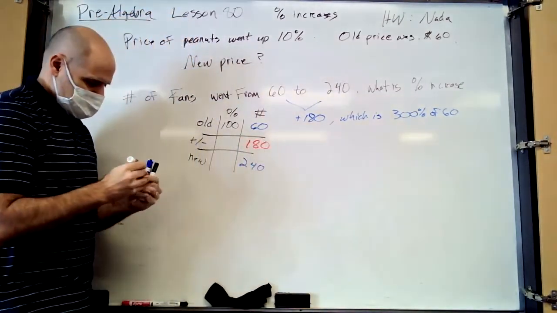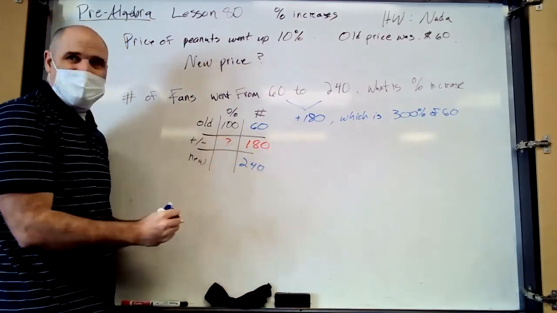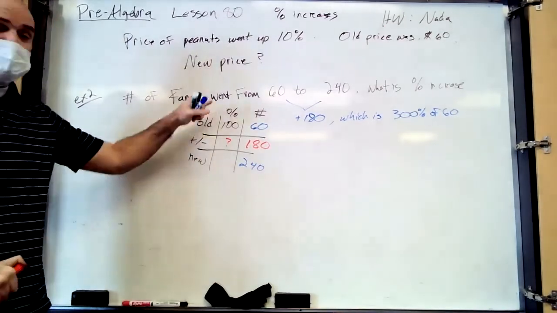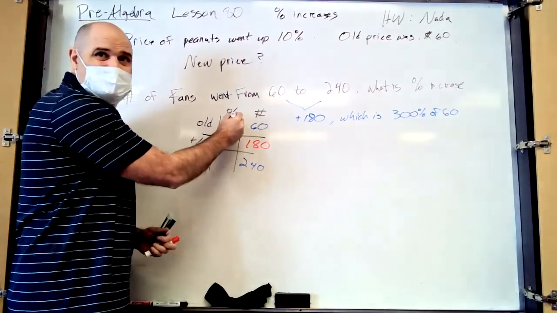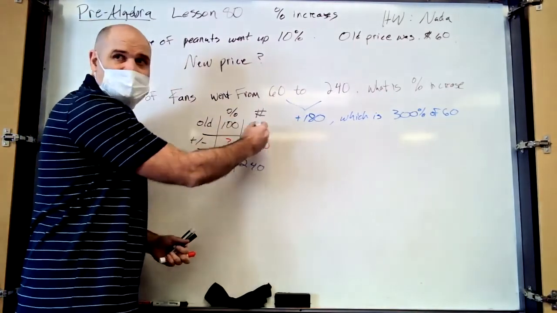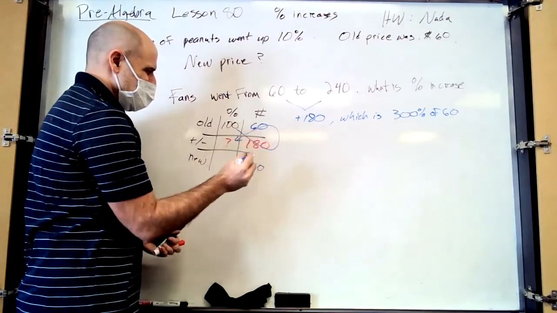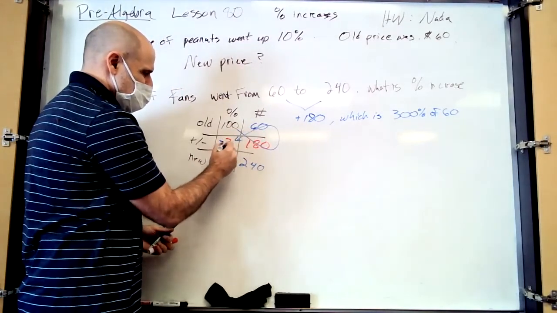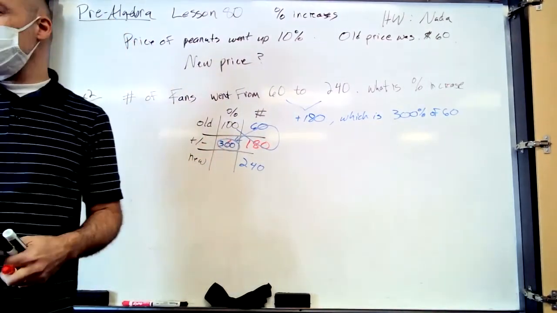Okay. And so now we have to figure out this. This is what they're asking for. What is the percent increase? So now we've got enough for the fish method. So the fish method says this. We can multiply 100 times 180 divided by 60. Okay. When you do that, what do you get? You get 300.